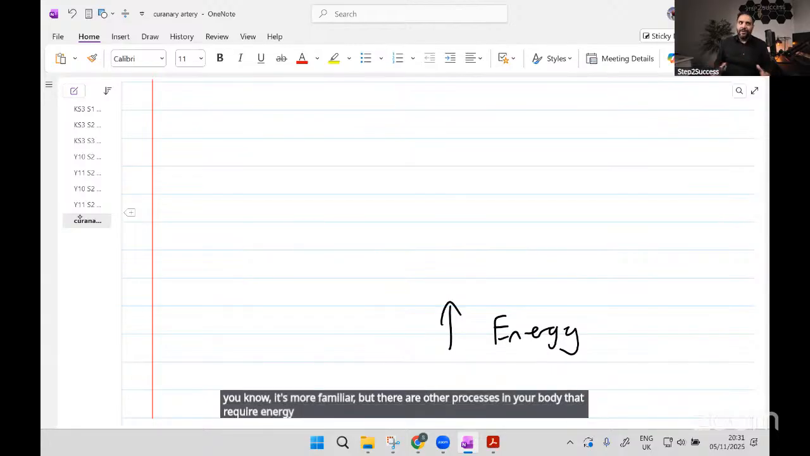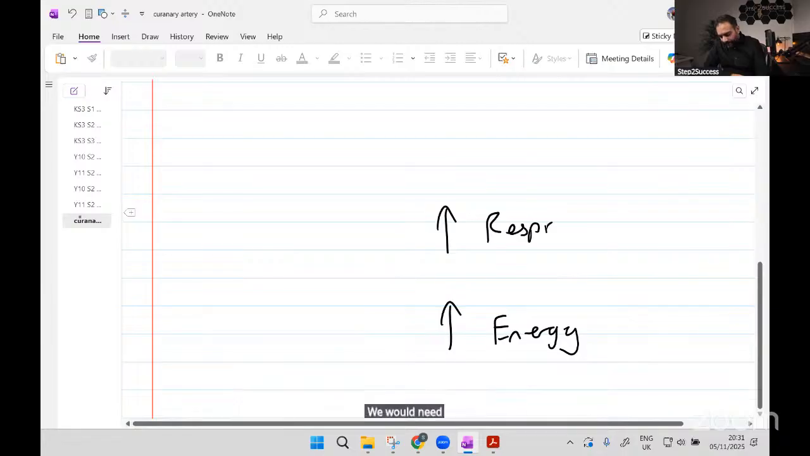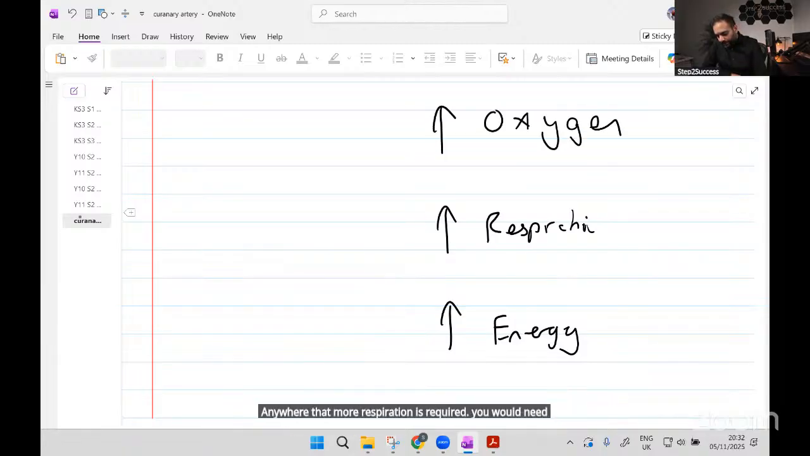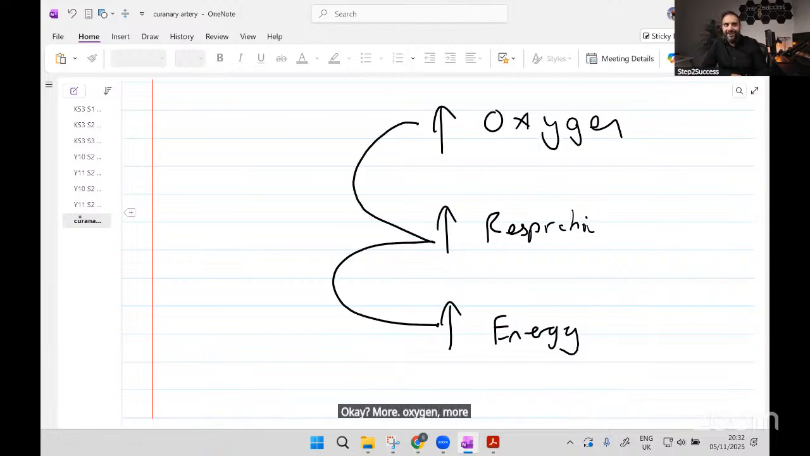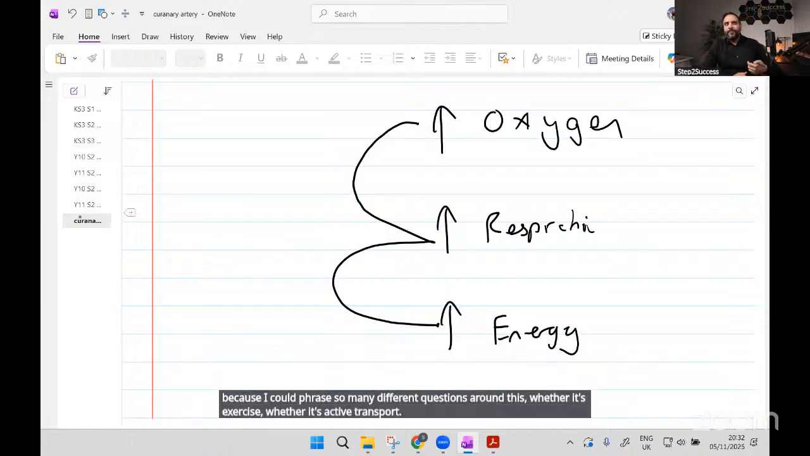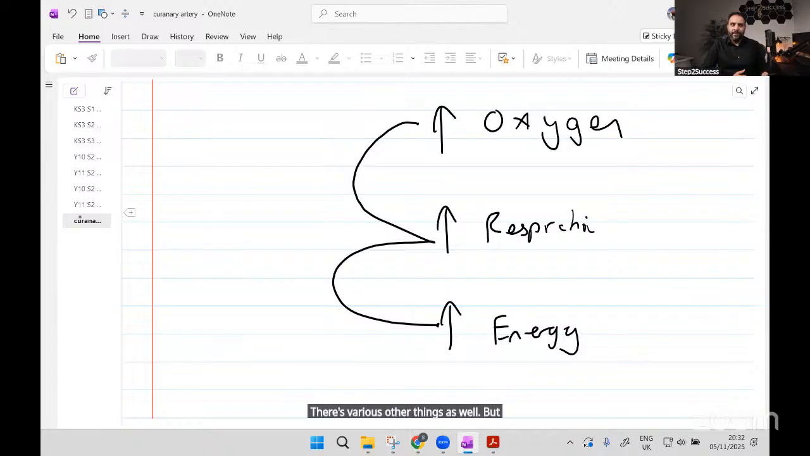So anywhere that more energy is required, we would need to do more respiration because that is how we get energy. Anywhere that more respiration is required, you would need more oxygen. Okay? More oxygen, more respiration, more energy. This flow of processes applies to quite a lot of different questions in biology because I could phrase so many different questions around this, whether it's exercise, whether it's active transport, there's various other things as well. But this principle of more oxygen, more respiration, more energy is really important.